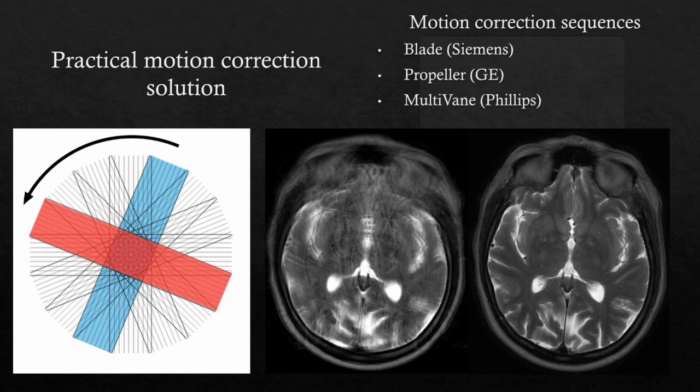Moving on to some practical solutions for movement. This is an example of BLADE imaging. Each blade on this diagram on the left demonstrates multiple parallel phase encoded lines that are collected, and these are using a fast spin echo or gradient echo sequence. The blades are then rotated by a small angle, usually about 10 or 20 degrees, at which time a second set of data, a third set of data, a fourth set of data are all acquired.